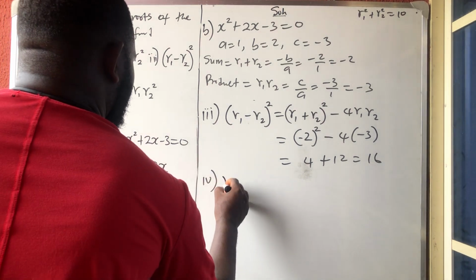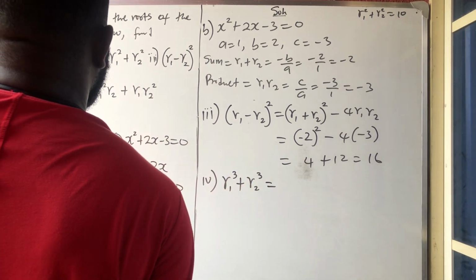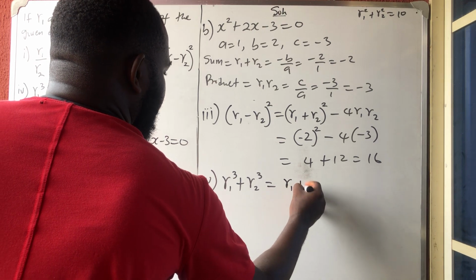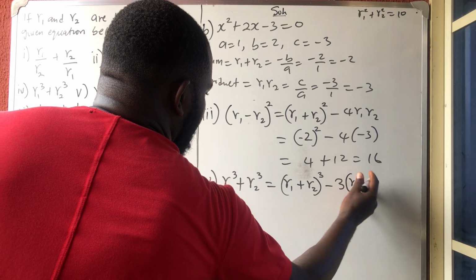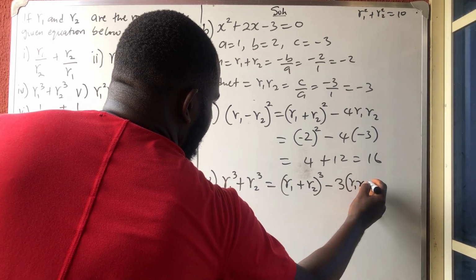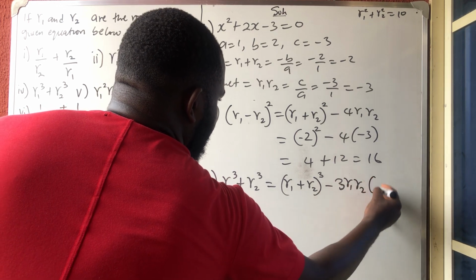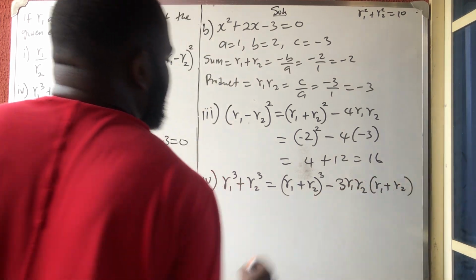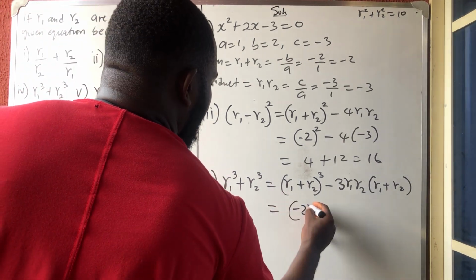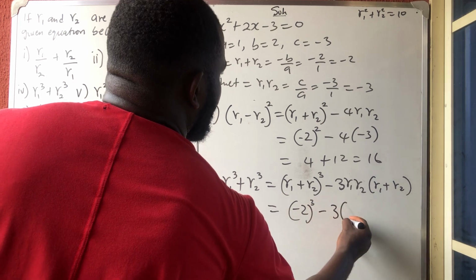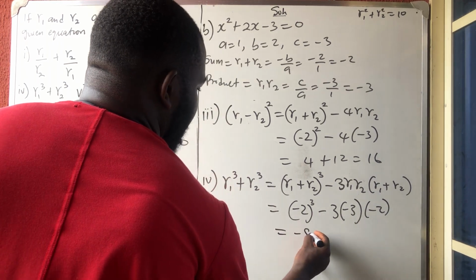Then IV gives me R1 cube plus R2 cube, which is R1 plus R2 all cube minus 3 R1R2 into R1 plus R2. So that's the formula. This one here is minus 2 all cube minus 3 into minus 3 then into minus 2. So this one will give me minus 8.